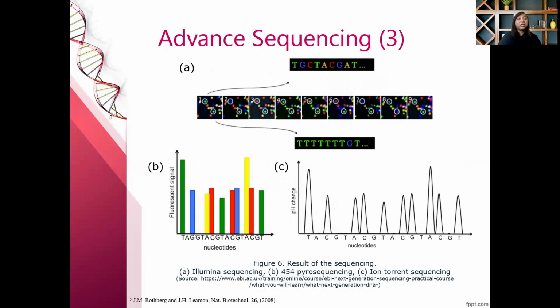The next method is Ion Torrent. In Ion Torrent, one type of dNTP is added to the sample every cycle. At each cycle in the microbead, the pH change that occurs is checked.